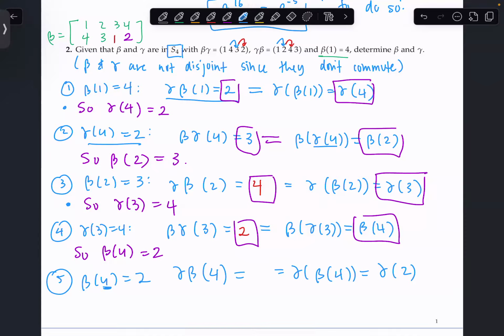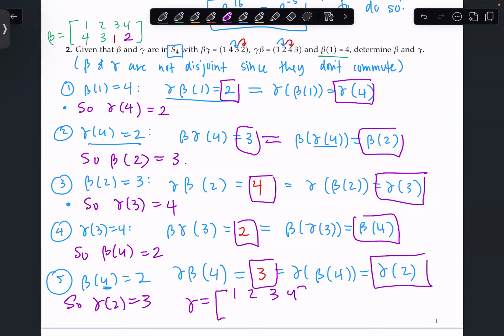Yep, this 2 is going to go to 3 here. So this is telling me gamma of 2 is going to give me back 3. And if I write gamma in my array notation, what should I get for 1? Right, and it looks like that was the only one that was missing. So maybe I would have saved that one for last.